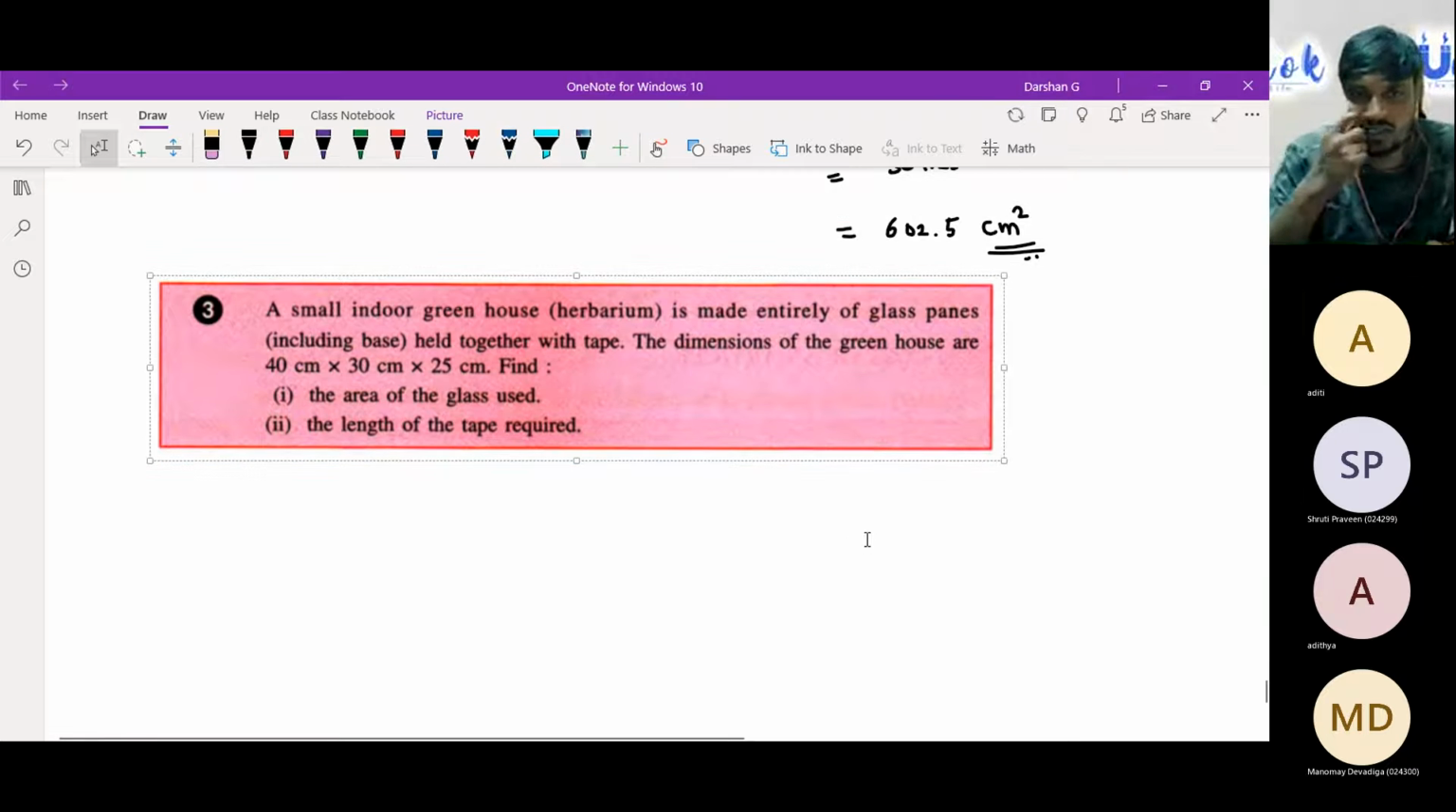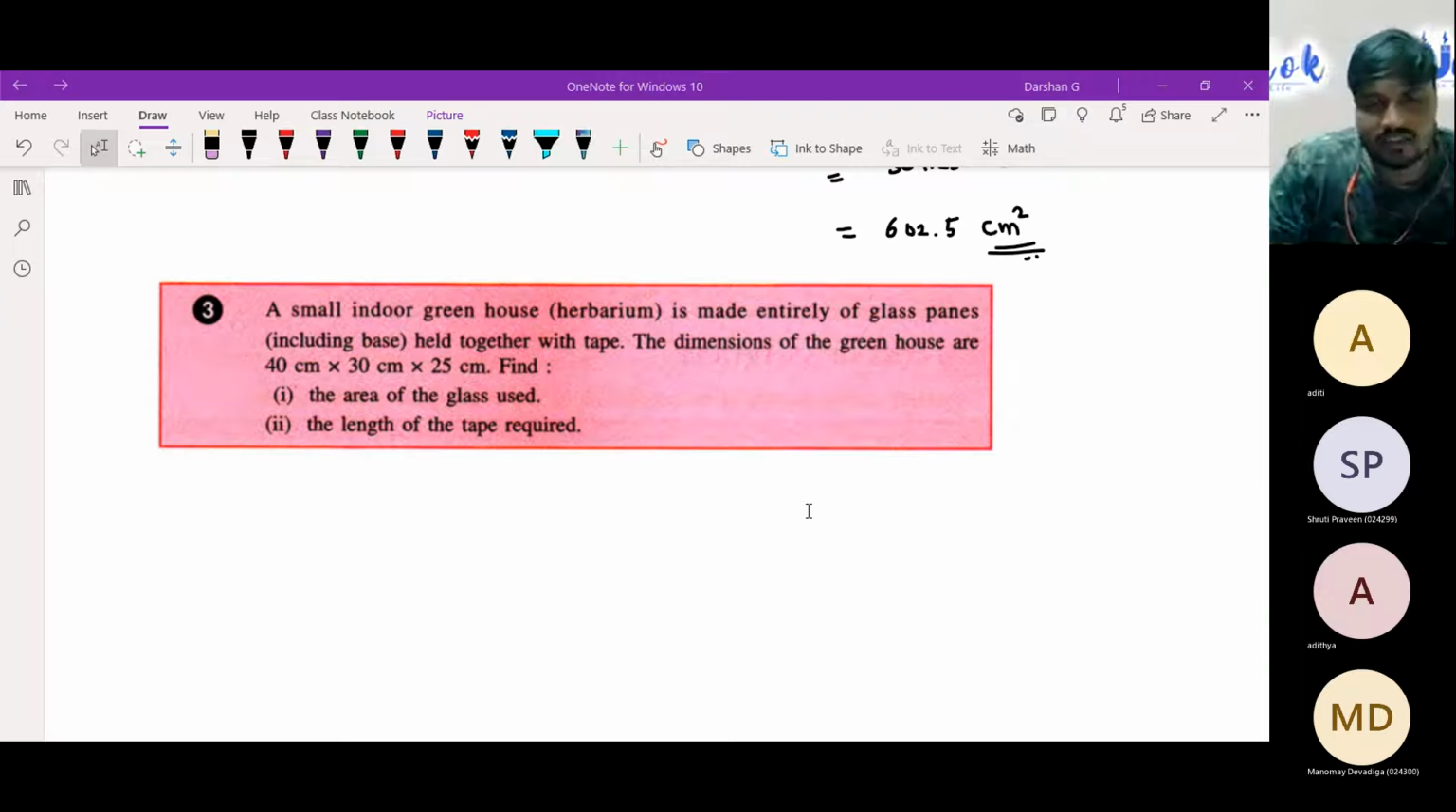You can start doing this. A small indoor garden house is made entirely of glass panels, including the base, held together with the tape. So the dimensions of the greenhouse are, they've given 40 centimeter into 30 centimeter into 25 centimeter. Find the area of the glass used and the length of the tape required. For area of the glass used, what are we gonna use, Manomai?